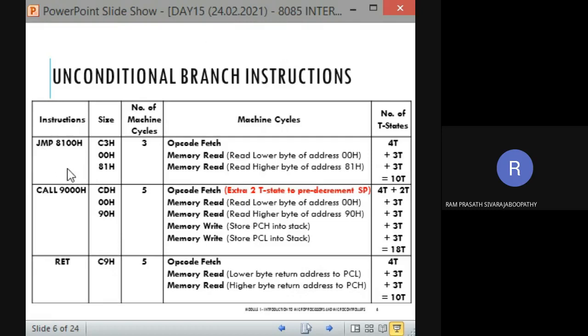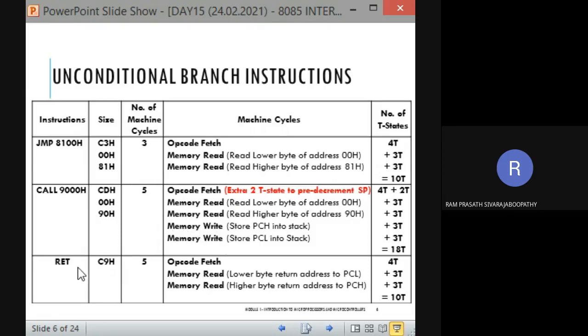See, for a branch instruction, meaning a jump, we don't need to store a return address, correct? So opcode fetch, read the address and put it in the program counter. That's it. Whereas in the case of call and return, it involves the return address, correct? During the call instruction, after fetching the instruction and the 3 machine cycles, it needs 2 more machine cycles to put the return address into the stack. That's why 2 memory write cycles are involved here.